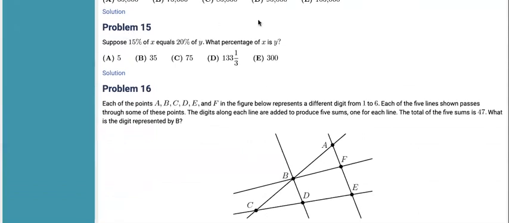15% of x equals 20% of y, what percentage of x is y? Okay, well, that's a pain. What if x equals, I don't know, let's make this simple. 20% of y is 1/5 of y, right? So if x is 100, then 15% of x is 15. So that's 1/5 of y, so y is 75. What percentage of 100 is 75? It's 75%, so just C. Okay, not too hard.